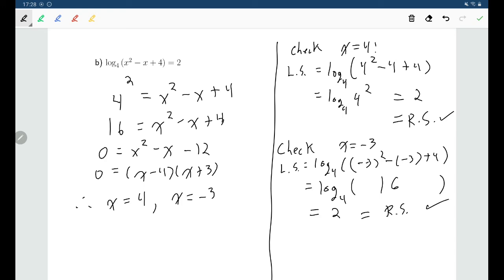So left side and right side are equal to each other. So both of these were solutions for our original equation. So both of these are our solutions. The solutions are +4 and -3.